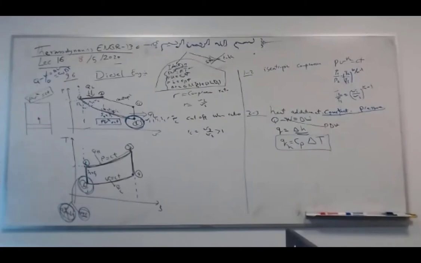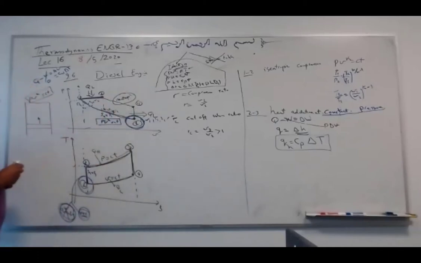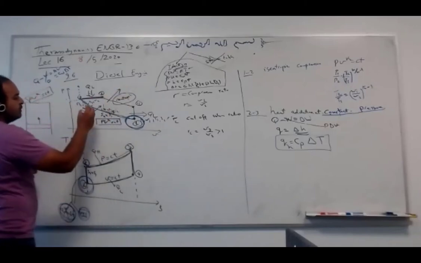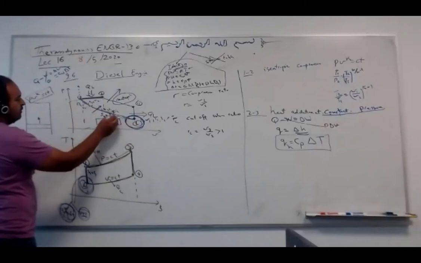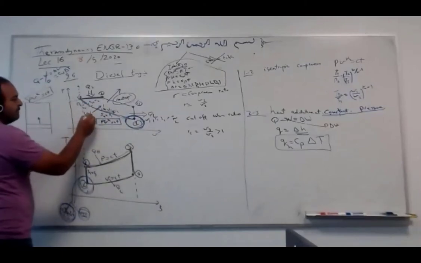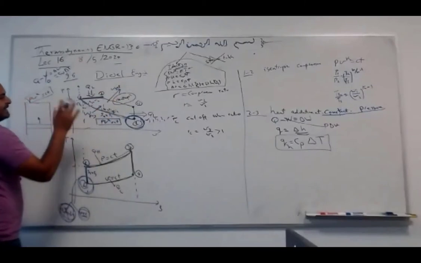So how about 3 to 4? What is this, guys? The power. So here we have some confusion. Actually we have two powers: power from here and power from there. So power here is input from 1 to 2 because we compress, we pay something. Let's say this is what I pay, and this is what I get. So the difference between these is the net.